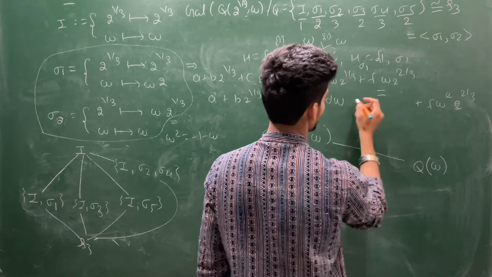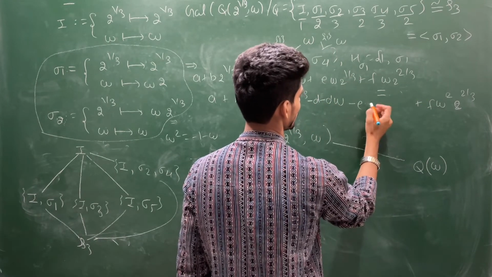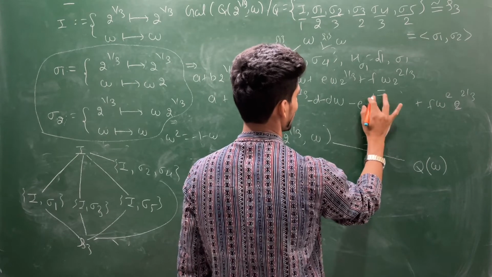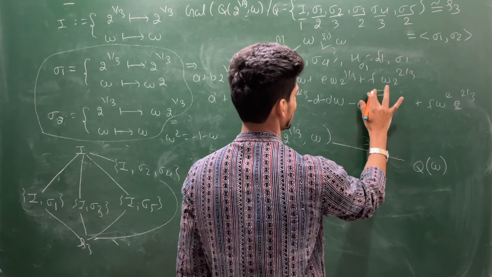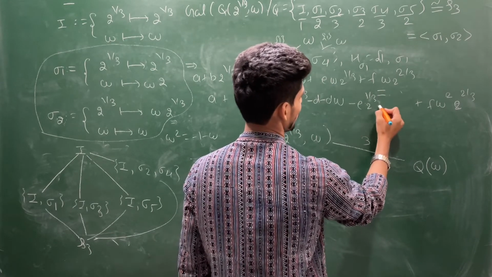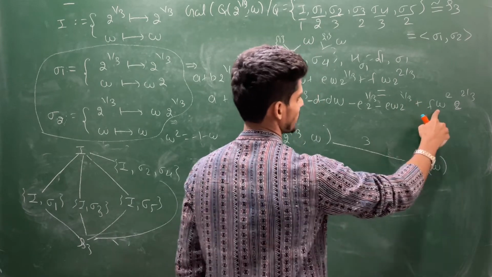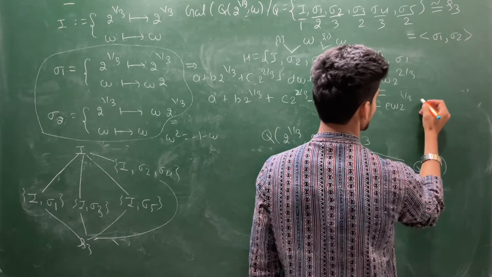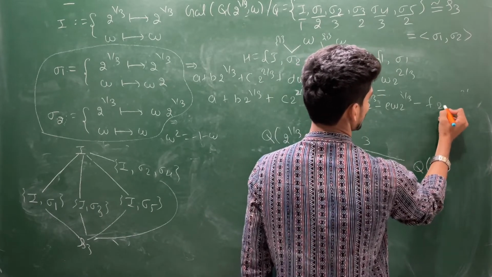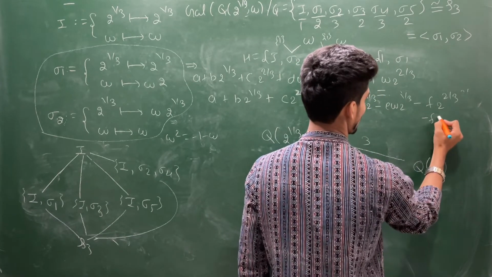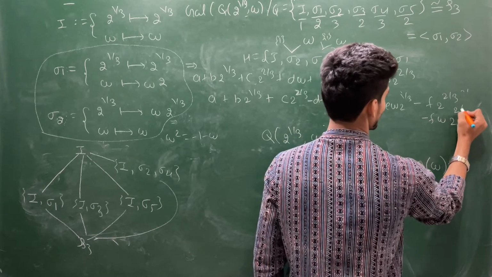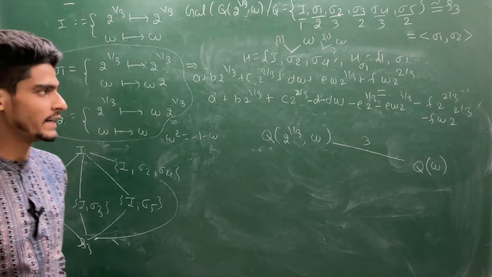Here it is minus omega square, so you remove this and write minus E 2 power 1 by 3, minus E omega 2 power 1 by 3. Similarly here you write minus F 2 power 2 by 3, minus F omega 2 power 2 by 3. So that you have to write.